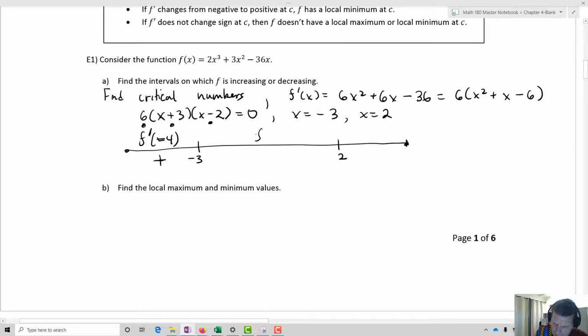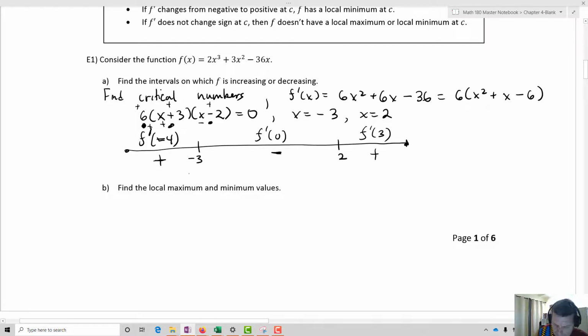Let's put in 0. So we'll find f prime of 0. That's going to end up being 6 times 0 plus 3, and so on, which is negative. Then let's try a value bigger than 2, so we'll choose f prime of 3. That gives me positive and positive, so they're all positive. When I multiply them all together, I'm going to get a positive.